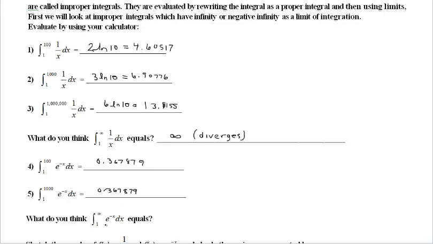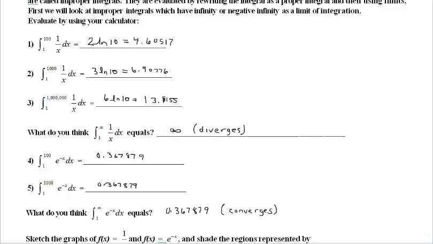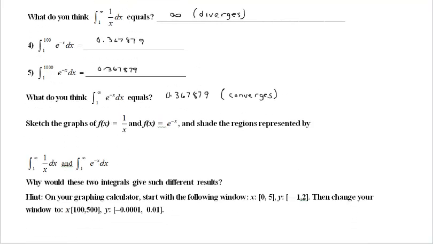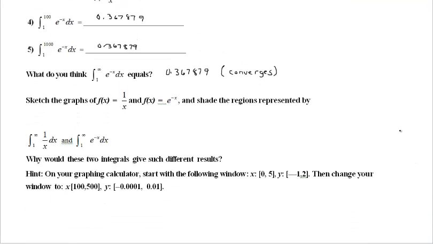So what do you think the value of this integral equals? Well, I'm thinking it's going to be what I got right here. Okay, so in this case, we say that the value of this integral converges. It's leveling off to some particular number. It's not increasing without bound. So it becomes important for us to consider diverges and converges in this improper integral unit.